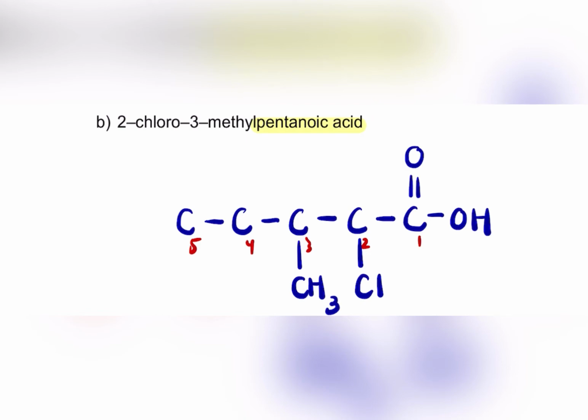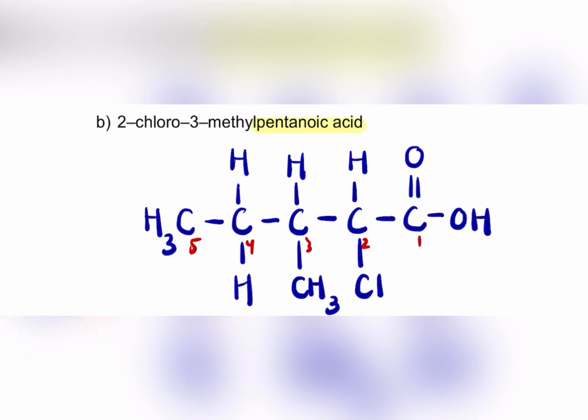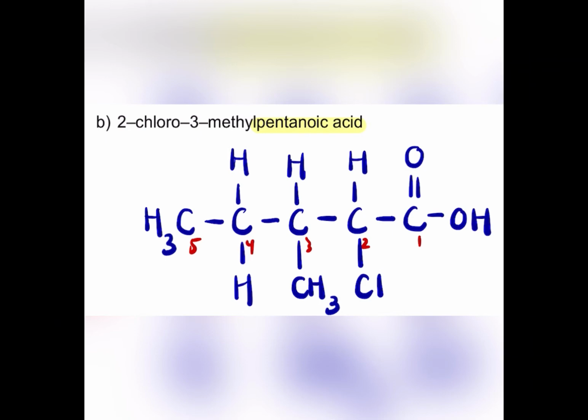So let's start with carbon number 1. It's enough. Next, carbon number 2, I got one more attached to hydrogen. And the next one, carbon number 3, attached to 1 hydrogen. Carbon number 4, attached to 2 hydrogen atoms. And carbon number 5, I got 3 hydrogen atoms. So I can draw like that as well. So this is the structure for B. Next one, let's go to structure C.